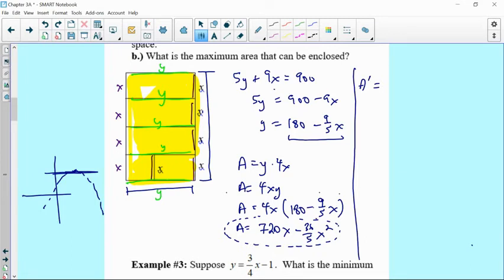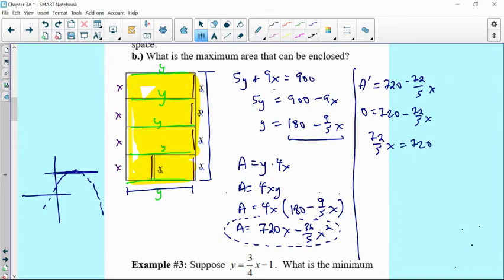Okay, so the derivative is 720 minus 72/5 x. And since it's a quadratic, it's never undefined, this derivative, which is now becoming linear. So then we set it equal to 0 and we solve. So 720 minus 72/5 x, we could add that over. So 72/5 x equals 720.